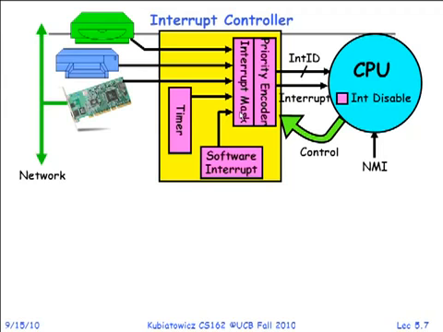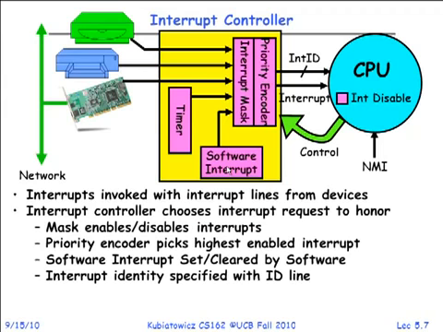Okay. So I think I just said all this. So the interrupt controller chooses which request to honor, and that's a combination of the interrupt mask and the priority encoder. Software interrupts are cleared by software. And the CPU can disable all interrupts with this internal flag. Okay, and an NMI is basically a game over type flag, and so basically when that's asserted, the processor stops what it's doing and does something else.